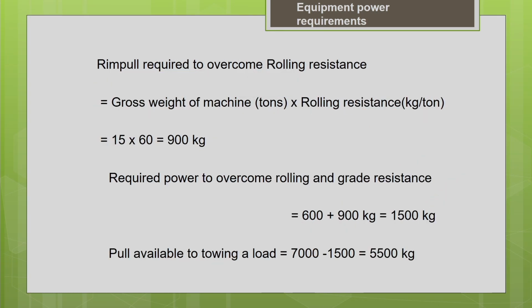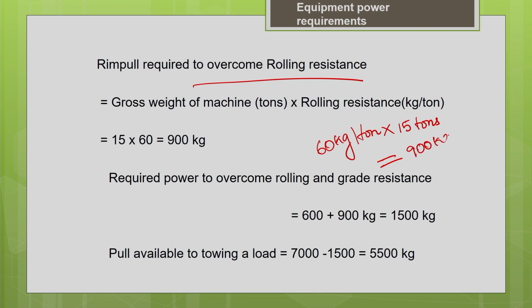Now let us estimate the tractive effort to overcome the rolling resistance. For this particular haul route, the rolling resistance value is given as 60 kg per ton. The gross weight of your machine is 15 tons. That gives the total rolling resistance as 900 kg. So you need this much tractive effort to overcome the rolling resistance.